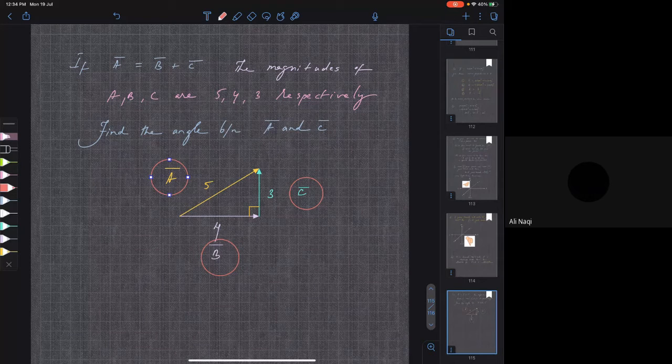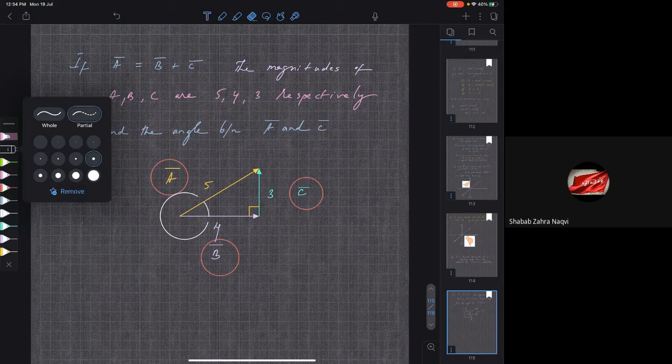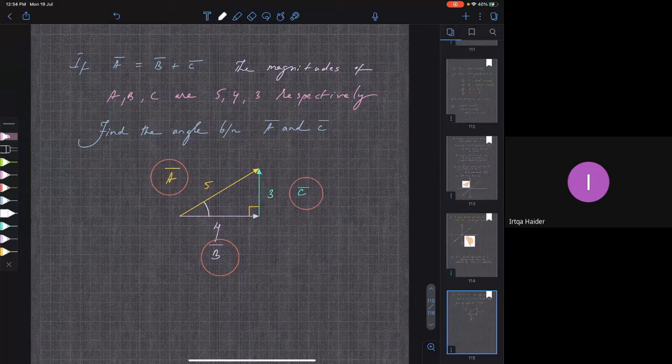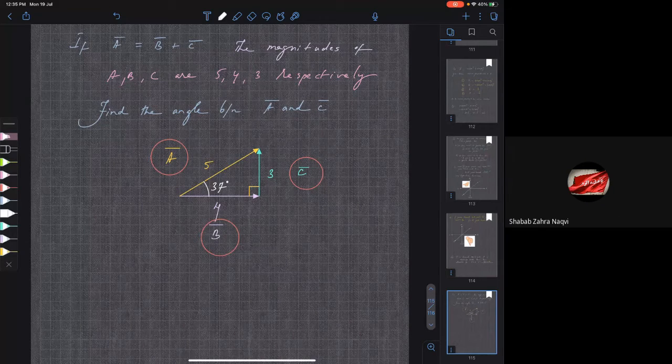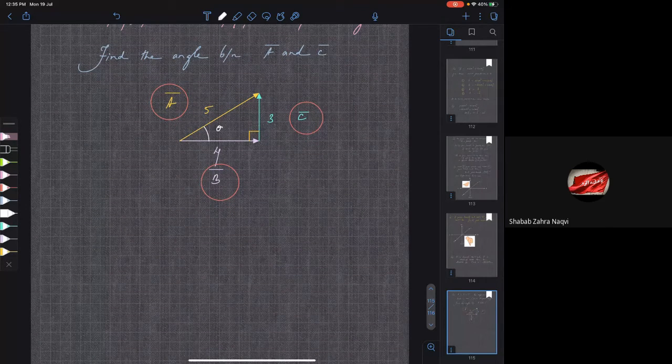I told you, you have to remember this famous triangle and its angles. Do you remember what this angle is? During trigonometry, I told you 53, 37 degrees. This is 37 degrees and this is 53 degrees. So what is your answer? It is 37 degrees between A and C. If 37 degrees is not given in the options, you can write this angle in terms of inverse trigonometric ratios. So tan theta equals to, tell me. 3/4. Tan theta equals 3/4.